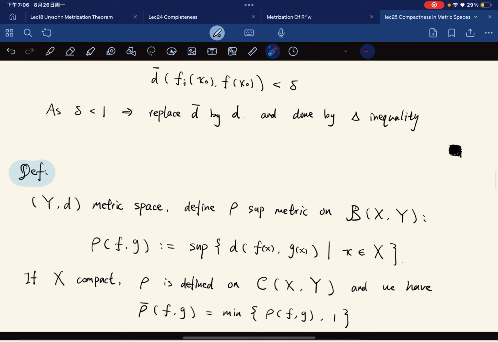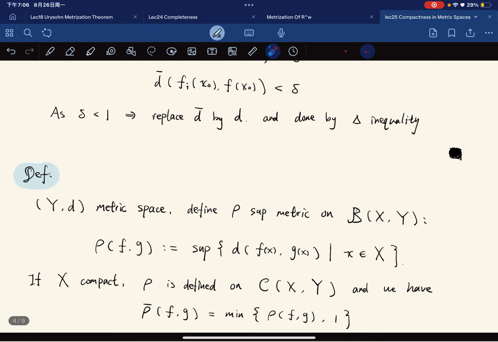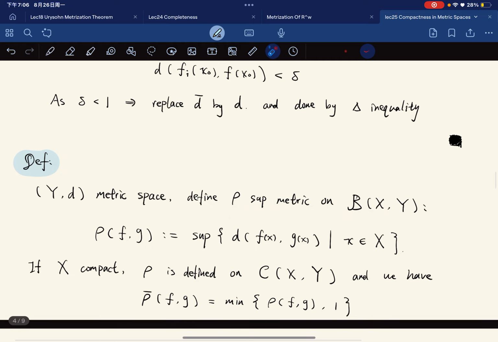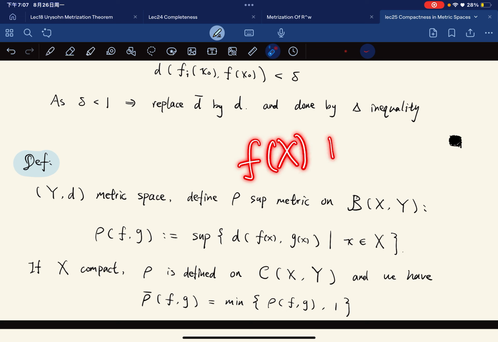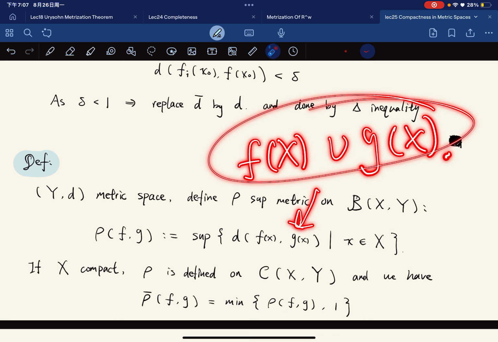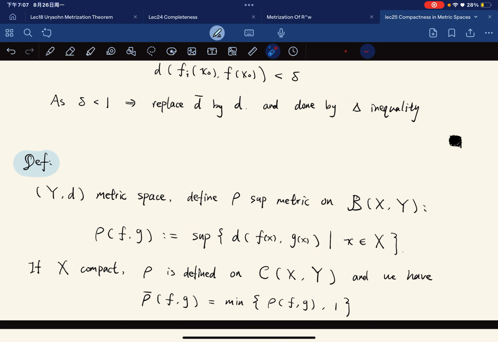Okay, and before that we have a definition that the sup metric is defined on all the bounded functions. We define it as: the sup metric between two functions is the supremum of the distances between f(x) and g(x). And this definition makes sense, right? Because f(X) is bounded and g(X) is bounded, then their union is also bounded, so this would make sense.